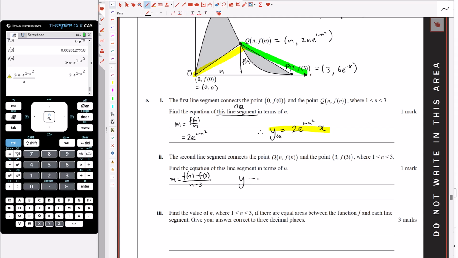So we're going to have y minus the y coordinate of a point, so I'm going to use f at 3, equals the gradient, which is this expression I've just drawn over here, f at n minus f at 3 over n minus 3, times x minus the x coordinate of that same point. So we need to use 3. So that's the equation of the line. So y for PQ is going to be equal to that, and I'm just going to leave it written like that.